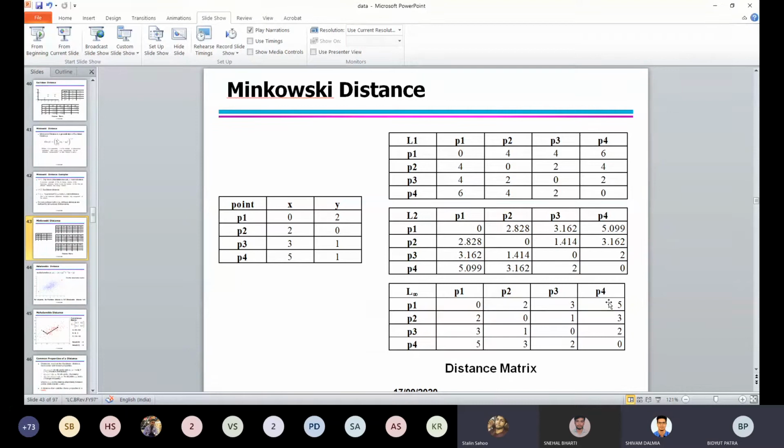So similarly for P1 P4, and I said P1 P3, so that is 0 3 and 2 1. So obviously the L infinity norm between P1 P3 will be 3. Okay.